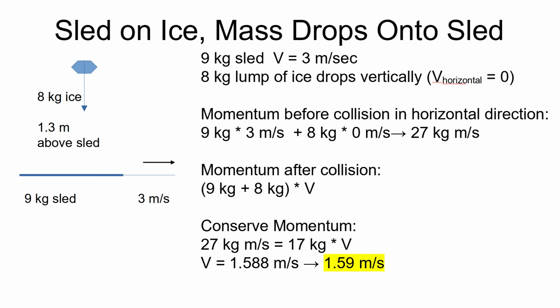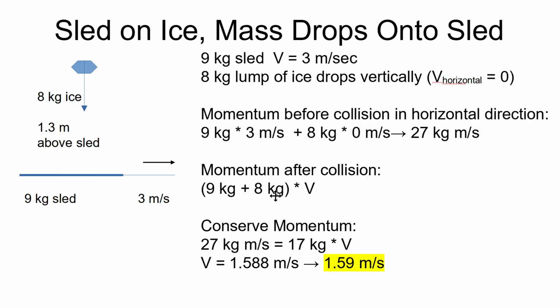So we have vertical motion for the 8 kilograms of ice. Its horizontal velocity is 0. The sled has a horizontal velocity of 3 meters per second. So calculating momentum before the collision, there are 2 parts to the system. There's the sled, and there's the ice that's dropping. The sled has this momentum, mass times velocity. The falling ice has this momentum, mass times 0 for its velocity, so we have simply 27 kilogram meters per second for momentum before the collision takes place.